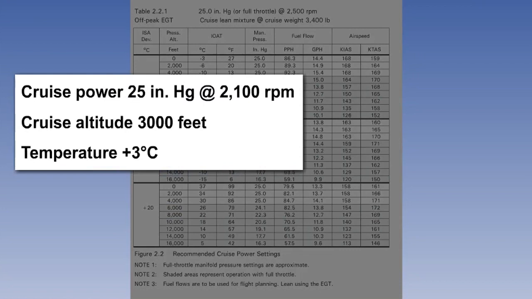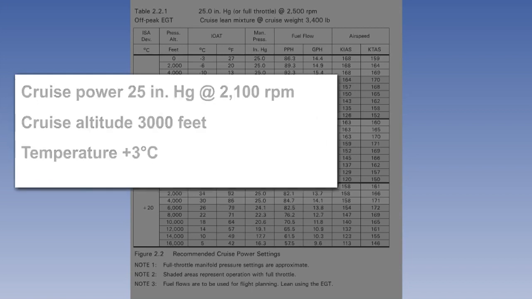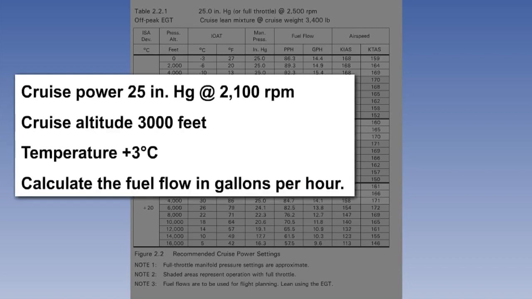Use the following figures. Cruise power 25 inches of mercury at 2,100 rpm. Cruise altitude 3,000 feet. Temperature plus 3 degrees centigrade. Calculate the fuel flow in gallons per hour. Now select the appropriate table for the power setting of 25 inches at 2,100 rpm.